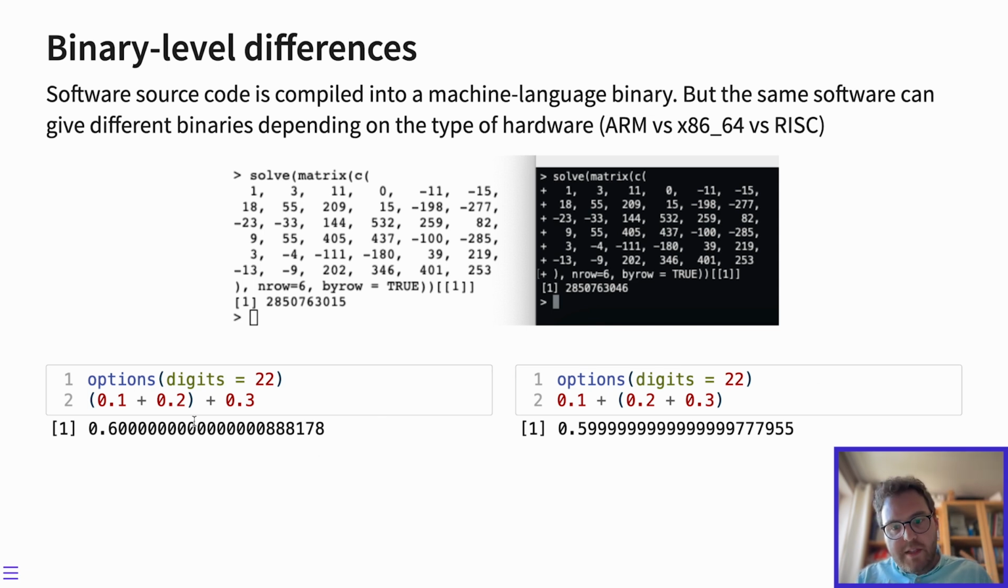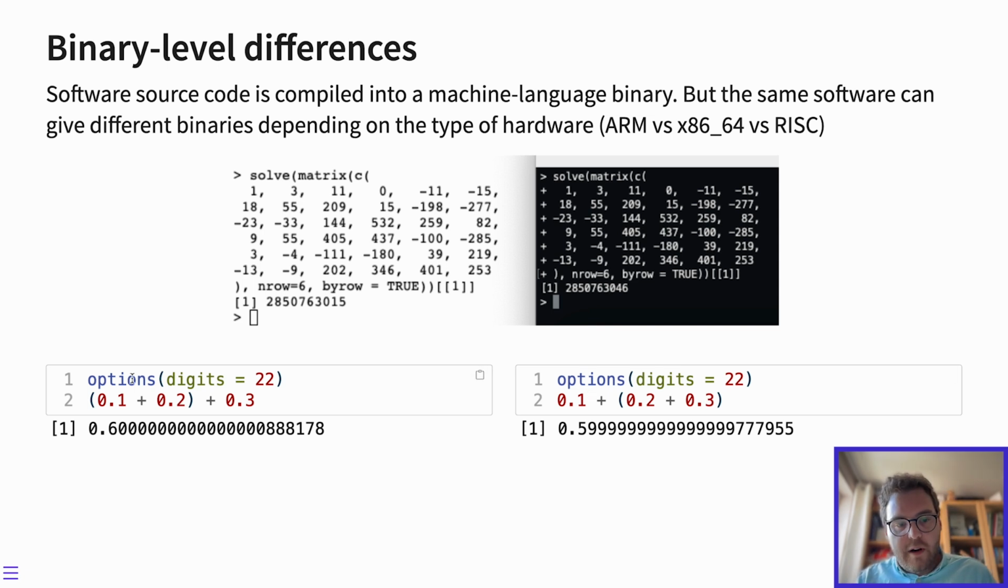Basically, the problem comes down to the fact that when you're doing floating point computations on a computer, the order of operations matters. So when your source code is compiled into machine language, the exact order that the computer chooses to do things makes a very small difference to the answers. So here I'm adding 0.1 plus 0.2 and then 0.3, and I get an answer 0.6 stuff. And here I'm adding 0.2 plus 0.3 and then 0.1, and I get a slightly different answer.